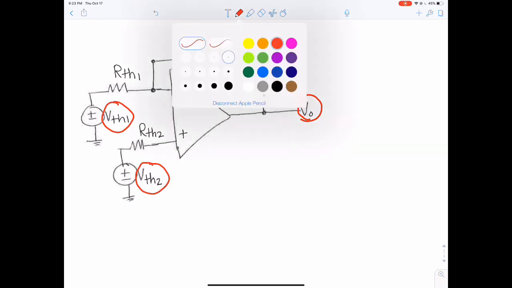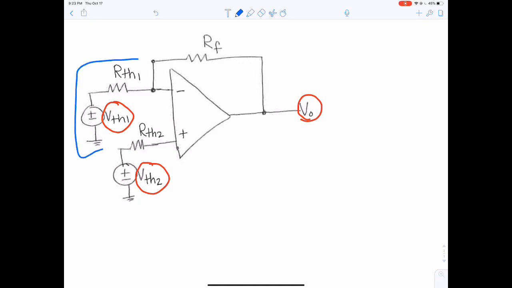I'd like you to note that these two circuits are representative of circuits that are coming before that have been changed into Thevenin equivalents. So these could be a lot more complicated circuits that are reduced down to their Thevenin equivalent. So to start this, we're going to make the assumptions of ideal conditions.